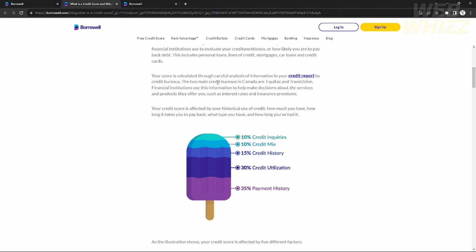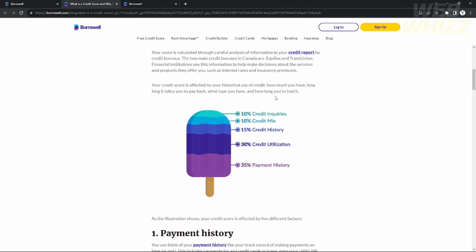And yeah, your credit score is affected by your historical use of credit, how much you have, how long it takes you to pay back, and what types you have and how long you had it. As you can see, they have a visual representation of the factors that affect your credit score: 10% credit inquiries, 10% credit mix, 15% credit history, 30% credit utilization, which I will discuss later, and of course, your payment history.